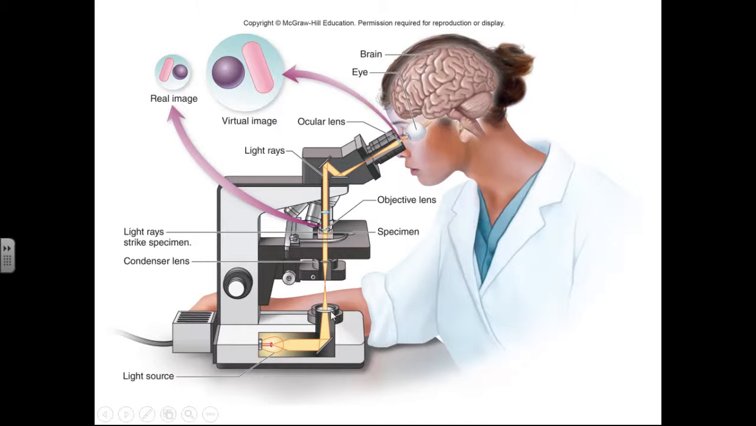So here we have the light. That light source, or if we look at our typical microscope, we'll have the real image, which is the image that's gone through the objective lens. As that image goes through the ocular lens, it gets flip-flopped to form a virtual image, which is a mirror image of the real image, and that's what hits our eyeball and goes to our brain.